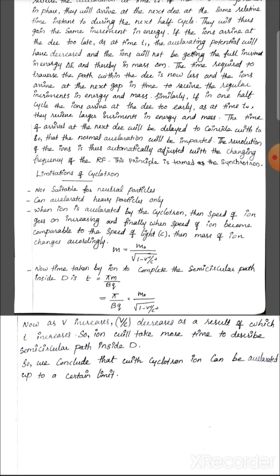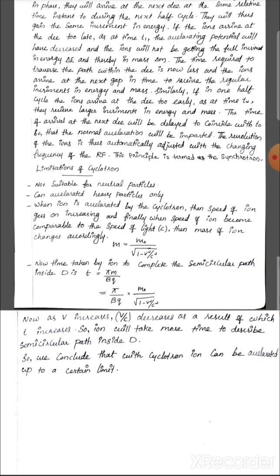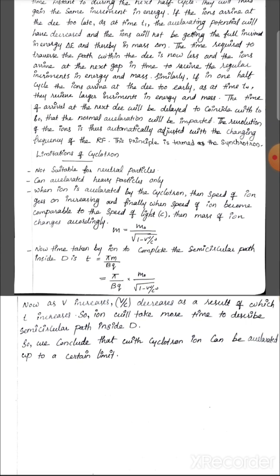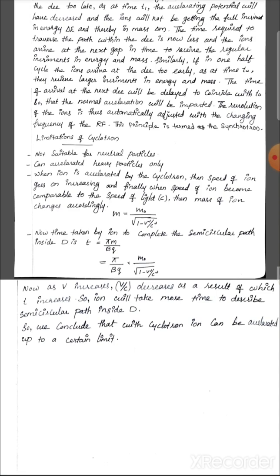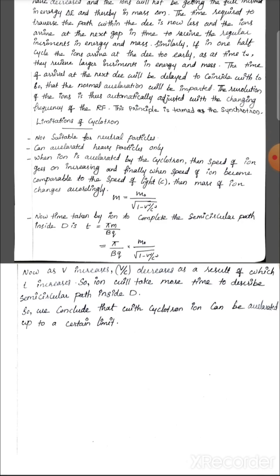Then, limitations of the cyclotron. Not suitable for neutral particles. Can accelerate heavy particles only. When ion is accelerated by the cyclotron, then speed of ion goes on increasing and finally when speed of ion becomes comparable to the speed of light c, then mass of ion changes accordingly, then m is equal to m0 by root of 1 minus v square by c square.